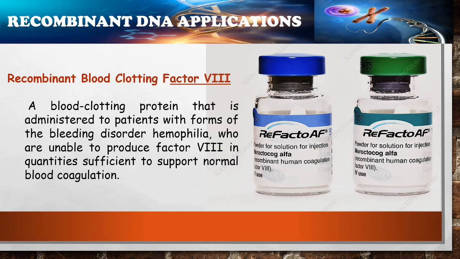Recombinant blood clotting factor 8. It is an essential blood clotting protein, also known as anti-hemophilic factor, AHF. It is administered to patients with forms of the bleeding disorder hemophilia. Most people with hemophilia can use recombinant factor concentrate.